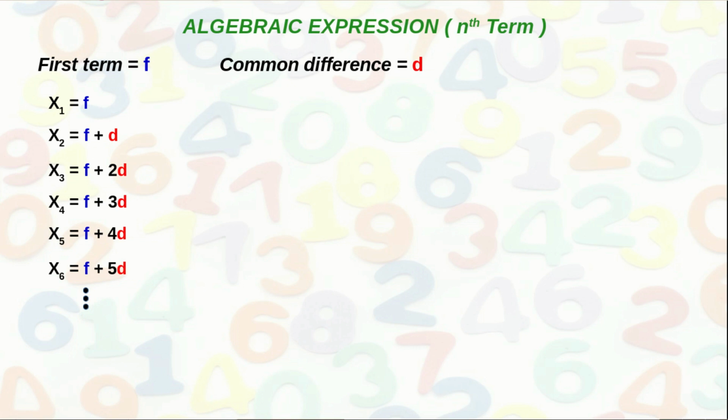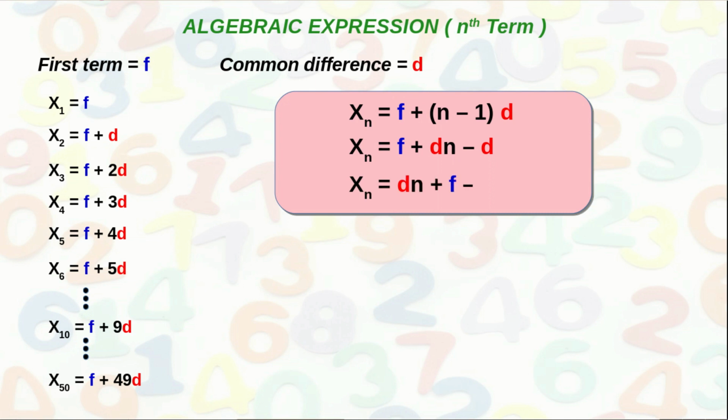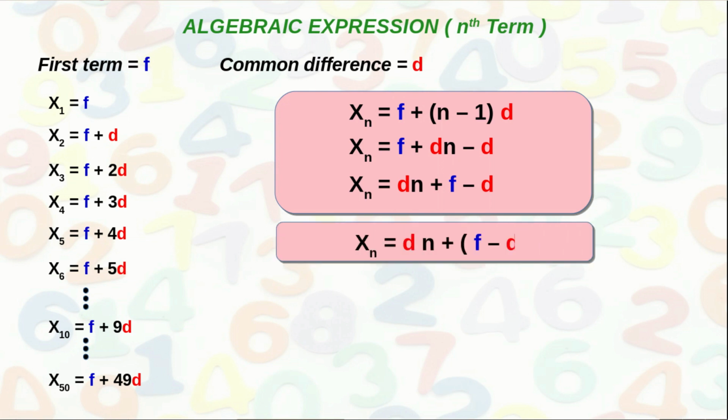Then what is x10? x10 will be first term plus 9 times common difference. What about x50? It is first term plus 49d. In general, we can write xn is equal to f plus n minus 1 times d. So removing the bracket, we get f plus dn minus d. Rearranging the terms, we have xn equal to dn plus f minus d. The nth term or the algebraic expression of an arithmetic sequence is dn plus f minus d.